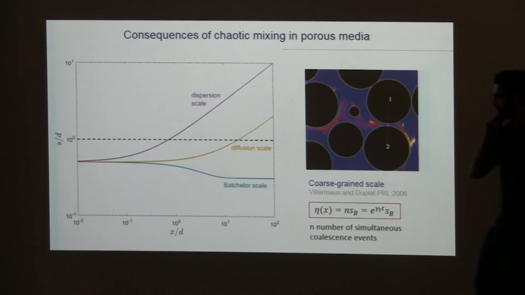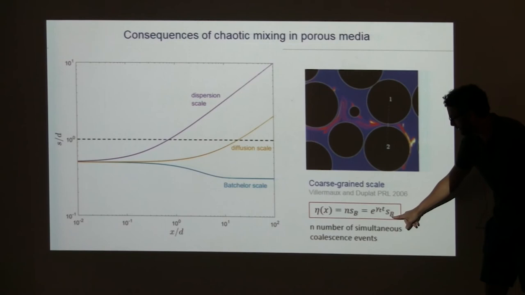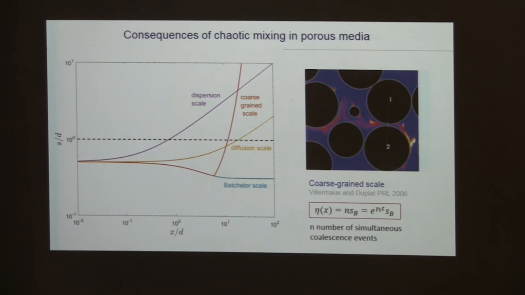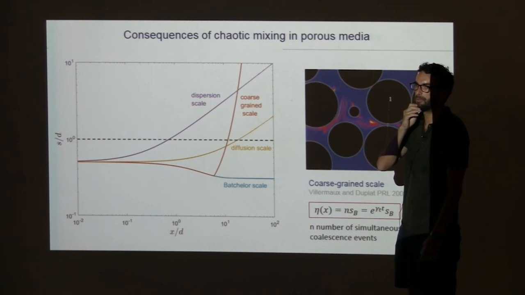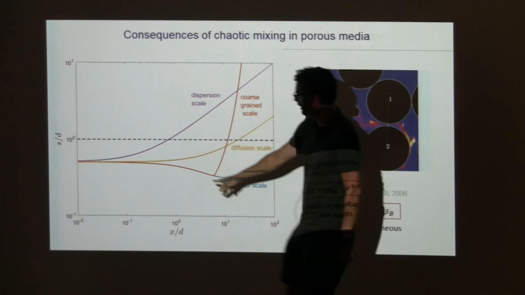And so if you look at the resulting scale, it's the Batchelor scale times an exponential function. So we expect it to actually grow very fast at some point. And that, at this point, is just a hypothesis, but that's what we discussed a few weeks ago with Joris. That could happen, so we would have an initial regime of compression.